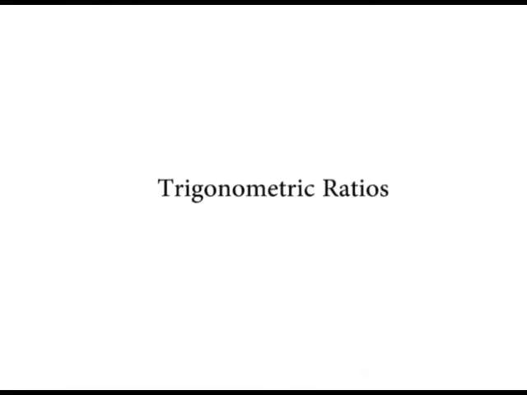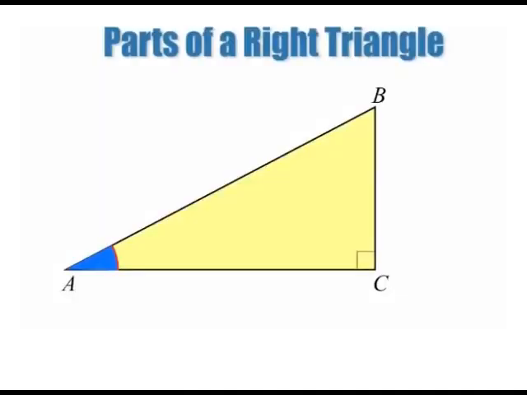Next chapter, Trigonometric Ratios. Trigonometry is a branch of mathematics that studies the relationships between lengths and angles of triangles. In this first part of trigonometry, we are going to look at the relationship of sides and angles in a right-angled triangle. But first things first, let's look at the parts of a right-angled triangle.